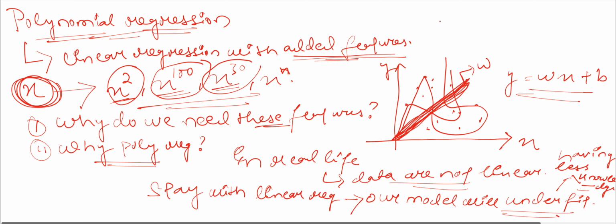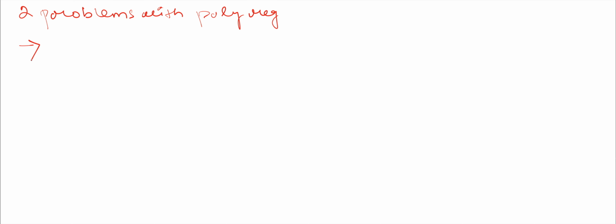But there are two major problems with this. The first one is gradient explode. Okay, I will write it on the next page. Now there are two problems with polynomial regression. Problem number one is that the gradient will explode. Not always, but there are pretty good chances that the gradient will explode.